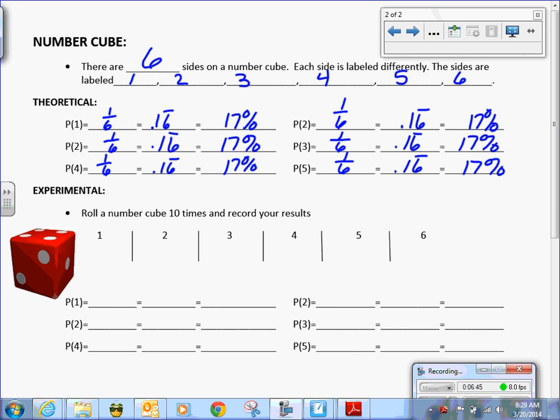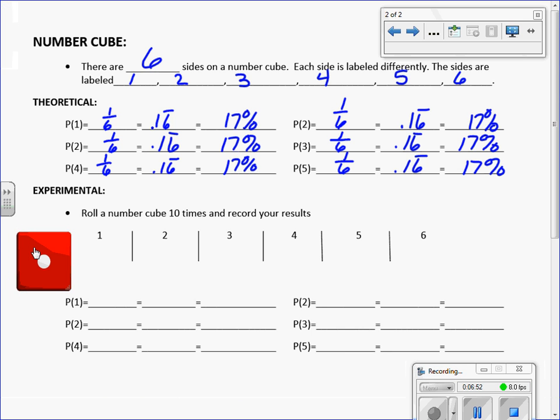So it's saying to roll a number cube 10 times and record my results. All right, so I'm going to roll it 1 time. And I got a 1, so I'm going to record that 1. Roll it again. I got a 3, record the 3. Roll it again. Got a 4. Roll it again. I got a 2. Roll it again. Got a 6. Roll it again. I got a 6.